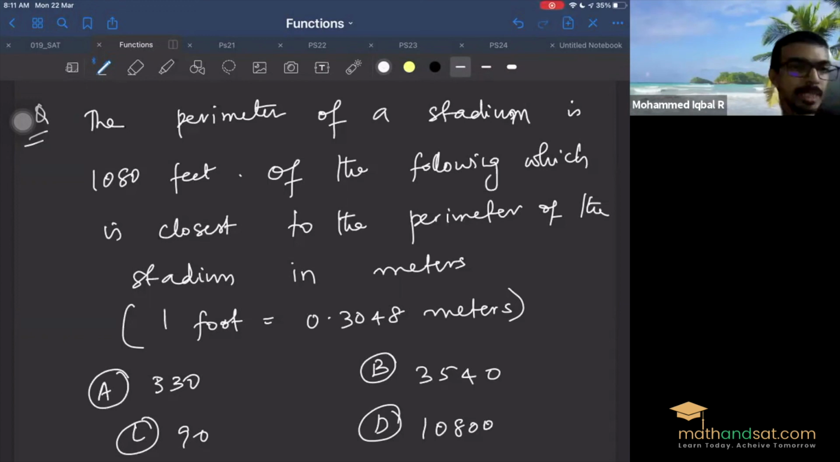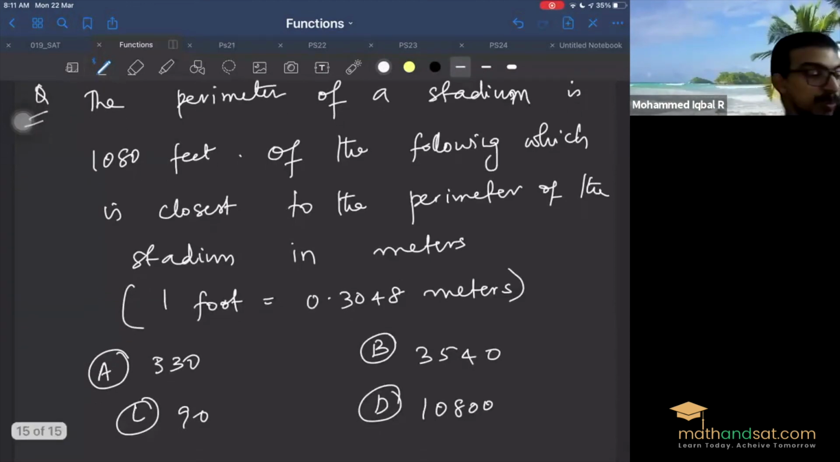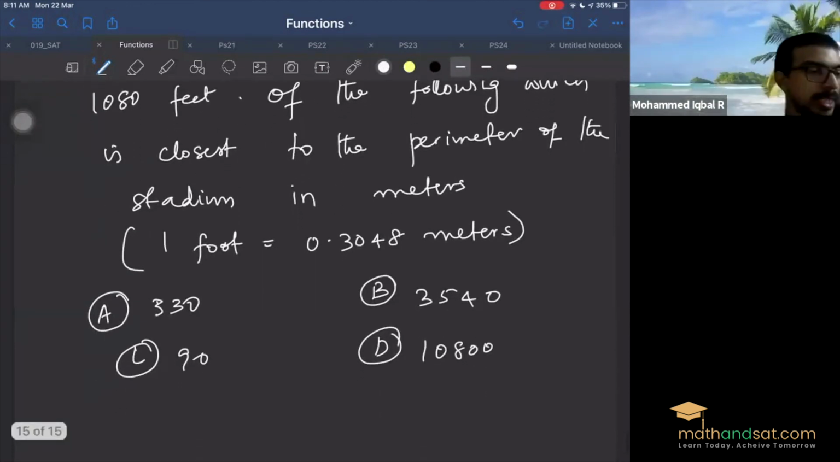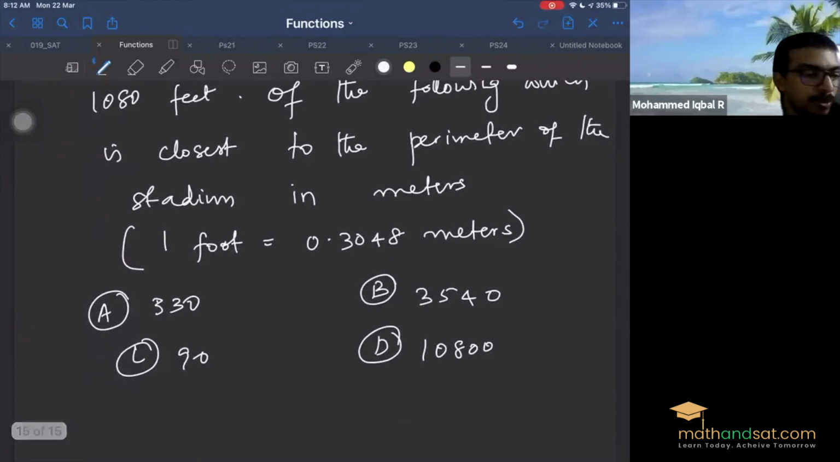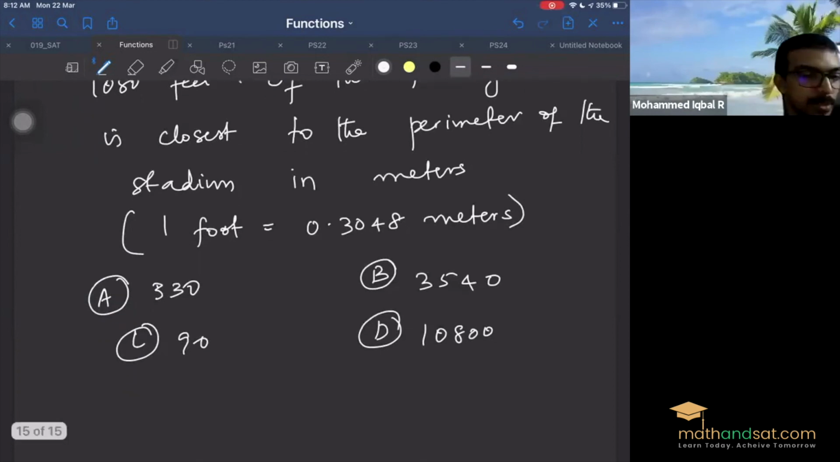It's not a difficult one. Please try it. The perimeter of a stadium is 1080 feet. Of the following, which is closest to the perimeter of the stadium in meters, and the conversion factor is given as 0.3048 meters.